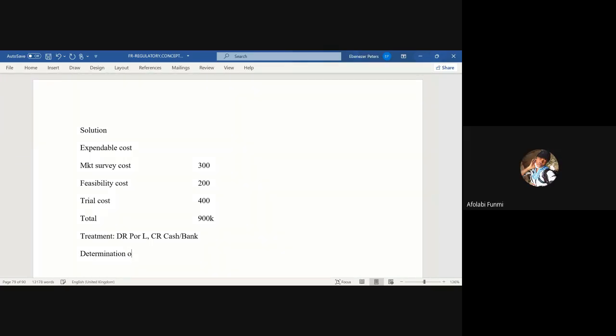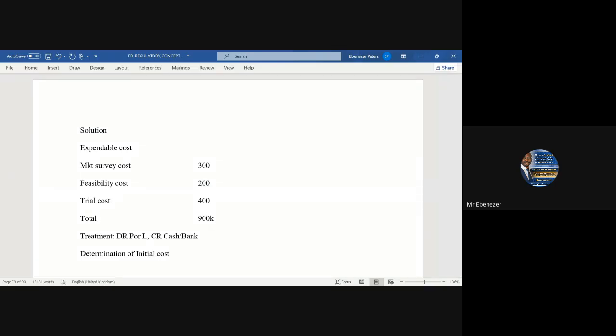Yes, sir. So, historical cost or initial cost. What are the initial costs of this particular intangible asset? The initial cost will always be the cost that you will capitalize, the amount you are going to recognize the asset with initially. So, do we have it in that question?